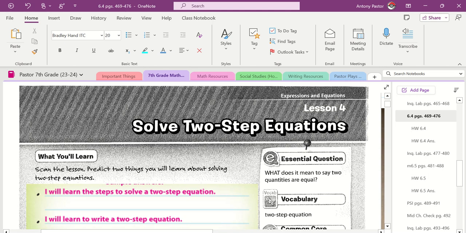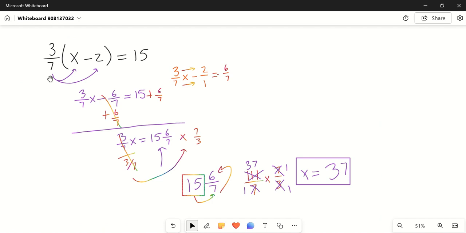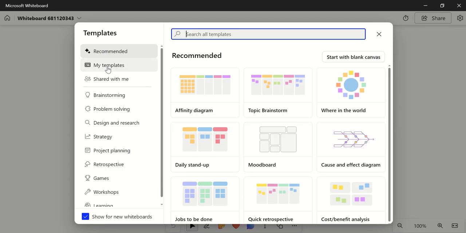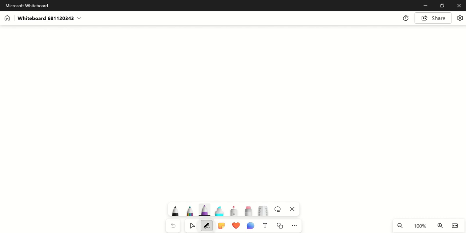Okay, so today we're doing chapter 6, lesson 4. We're dealing with two-step equations. The very first thing we're going to go over is what is a two-step equation. So far, we've been doing baby steps, where you just have a variable being multiplied by a number, and then equals a number, and then all you have to do is undo that and solve for x, right? We're not doing that anymore.